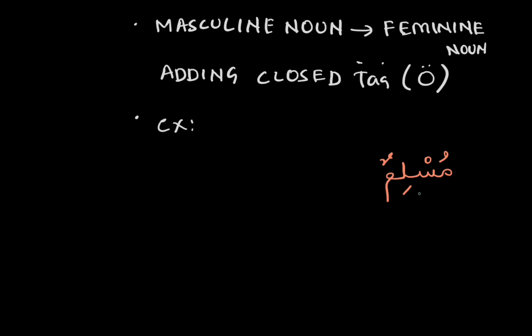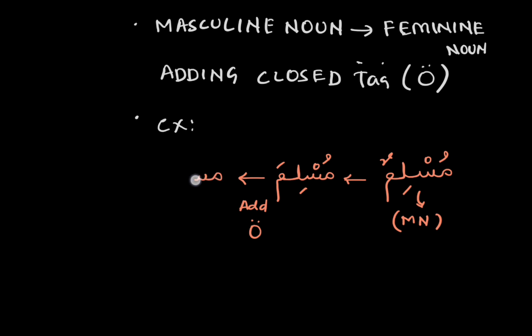Now let us take Muslimun. Muslimun is a masculine noun. So how to convert this masculine noun into a feminine noun? First we need to remove the tanween and add fatha over the meem. So it forms Muslima. Then add ta marbuta, that is the closed ta, at the end. Then it forms Muslimatun.